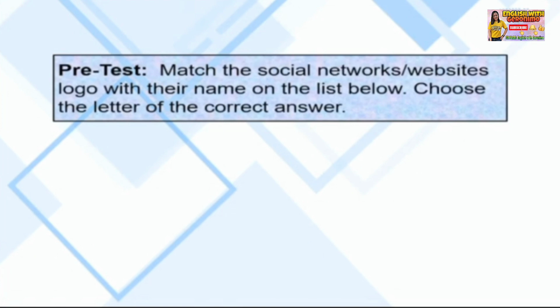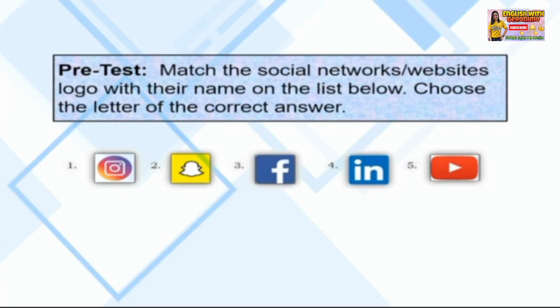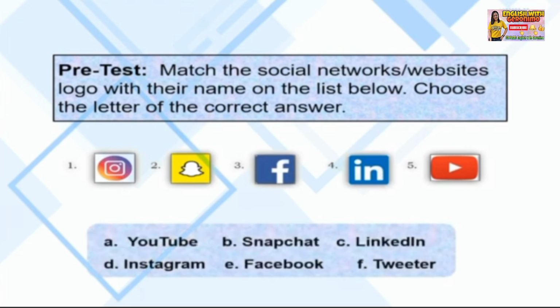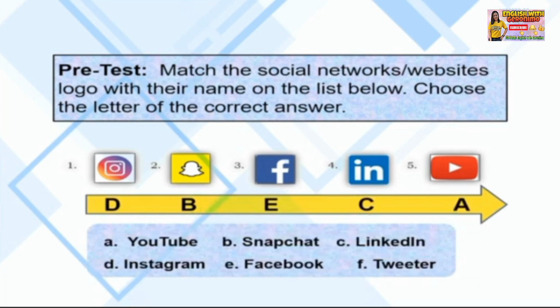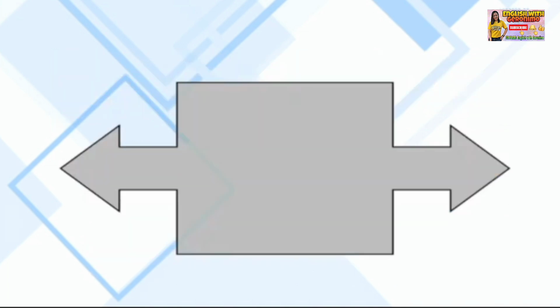For our preliminary activity, all you need to do is to match the social networks or website logo with their names on the list. Choose the letter of the correct answer. Let's begin. Okay, let's check if you got all the correct answer. Good job! You are all certified social media geniuses. Now, let's move to the next part of our lesson.